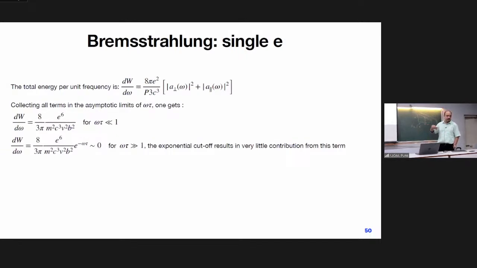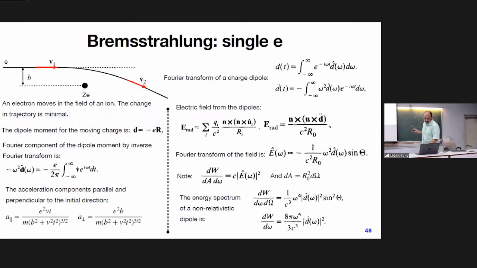Again, you'll find that the contribution for the parallel component goes away. The perpendicular component gives some contribution, and the total contribution looks something like this. There is one term which is e to the power minus omega tau. Tau is the impact parameter divided by the velocity. Impact parameter is the perpendicular distance between the line of the charge and the initial direction of the electron. This, divided by the initial velocity, gives a natural time scale, which we will call tau.